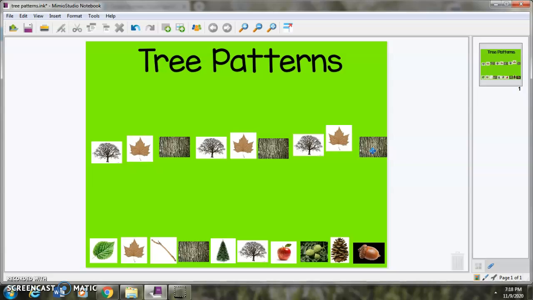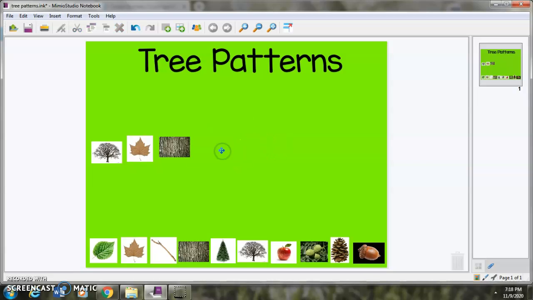So if you said yes, you are right, because it does repeat. Deciduous, brown leaf, bark. Deciduous, brown leaf, bark. Deciduous, brown leaf, bark. It's always going in the same order. So that is a pattern. Okay, let me try another one.